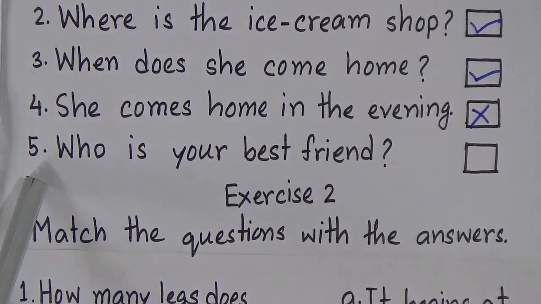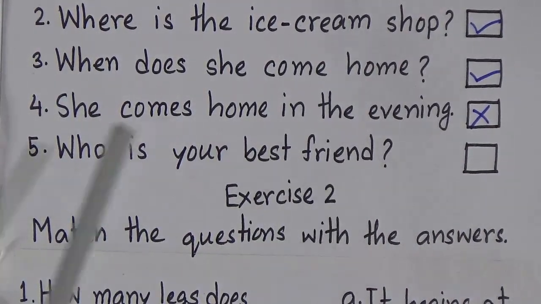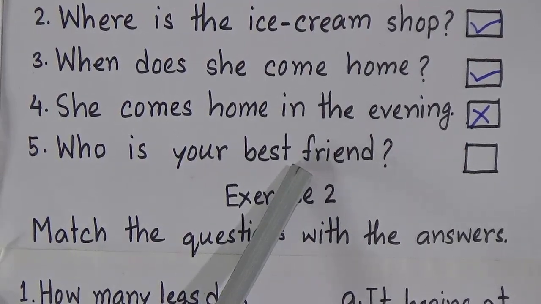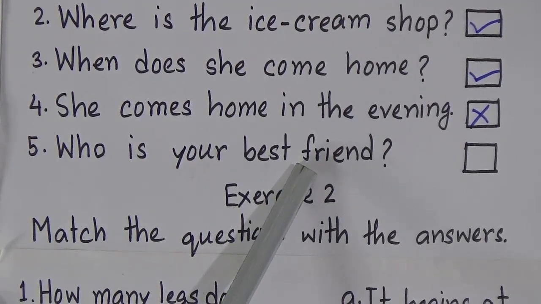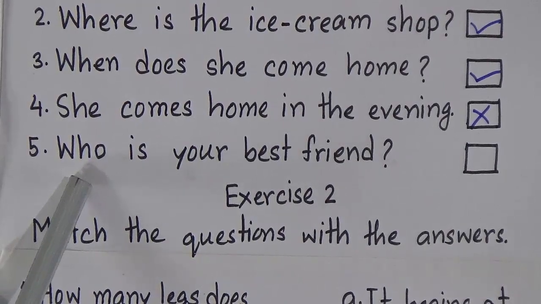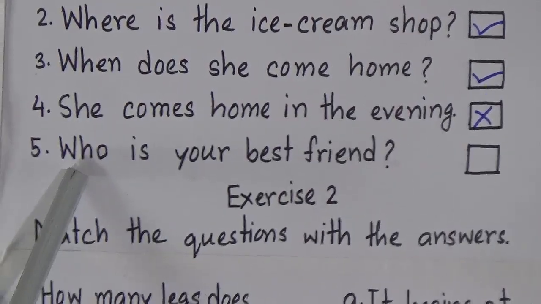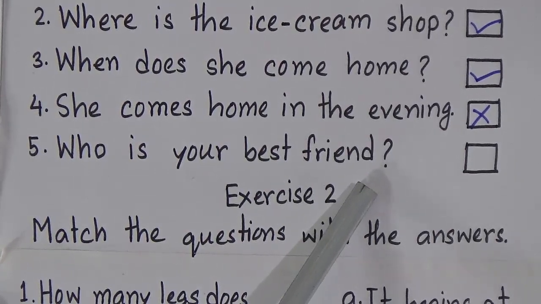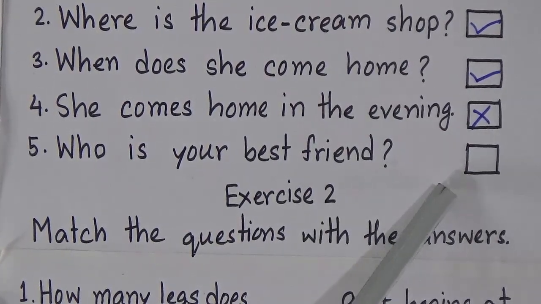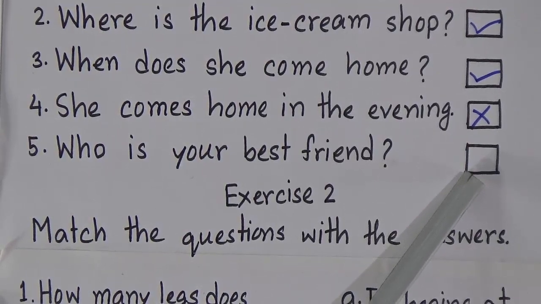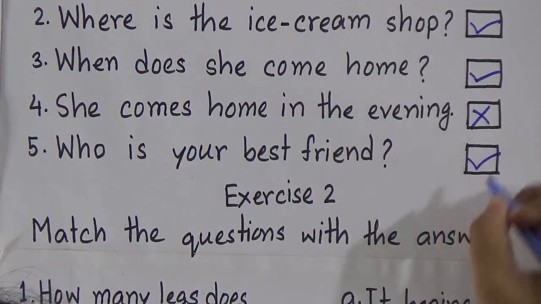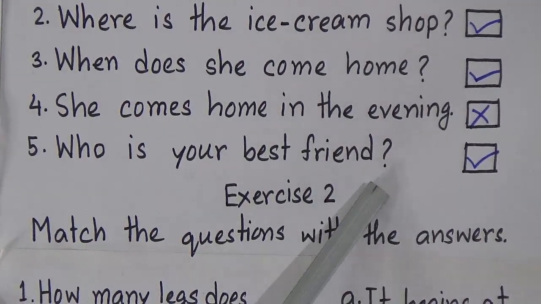Now look, number 5. Who is your best friend? So my dear students, could you tell me what the answer will be? Is it a question or a statement? Now look at the first word. The sentence begins with who and ends with a question mark. So what will be the answer? Should I give a cross here? No. I should give a tick here because it's a question.